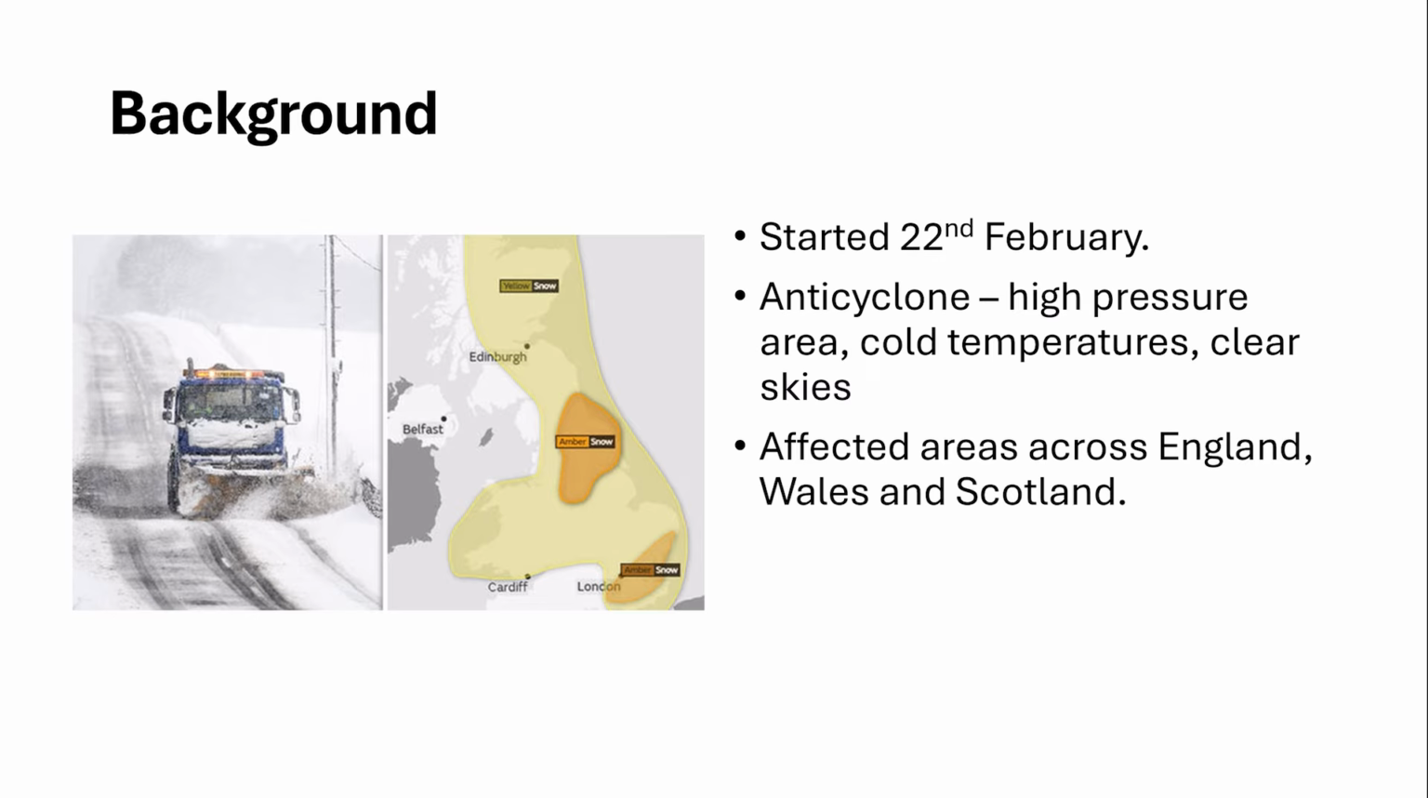So some background to tackle the causes bit then. This event started back in 2018, on the 22nd of February. In terms of what caused this, it was a huge anticyclone. An anticyclone like this one brought about lots of high pressure, cold temperatures, clear skies, and of course clear skies and cold temperatures bring with them lots of heavy snowfall like you can see in the picture, and it affected areas across England, Wales and Scotland.